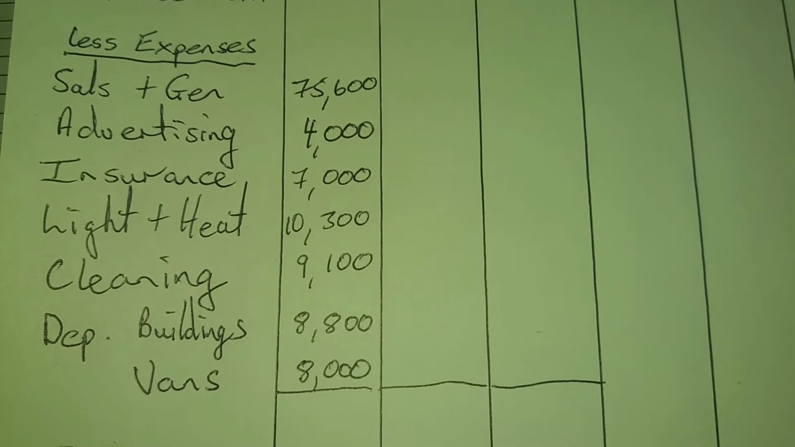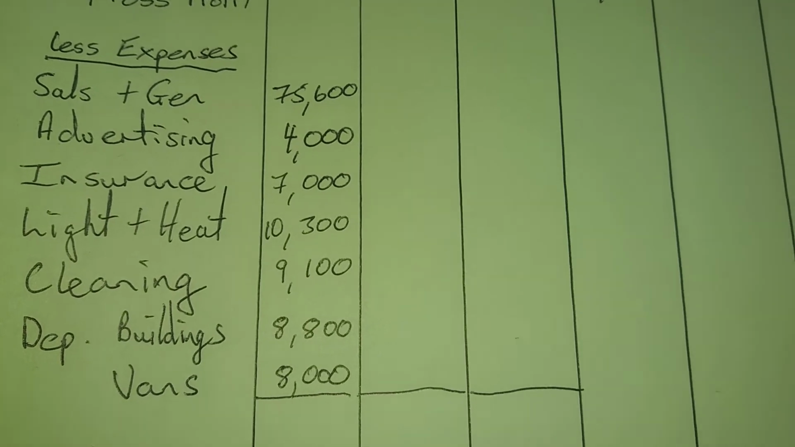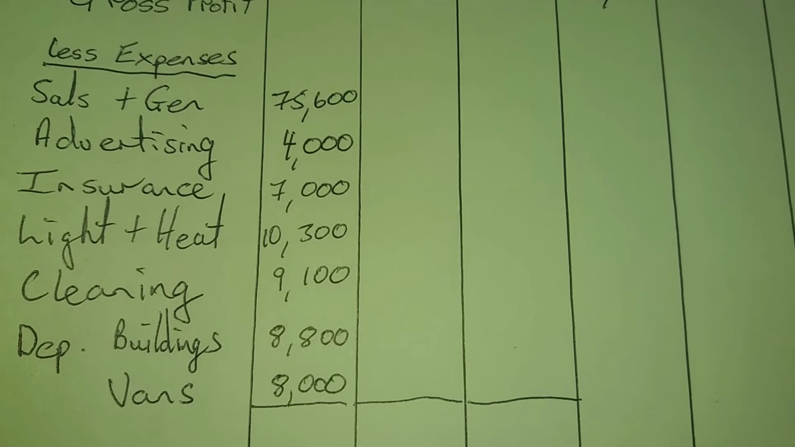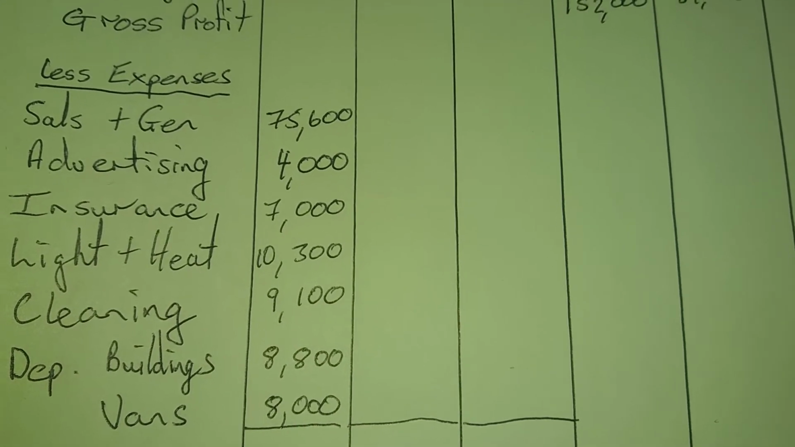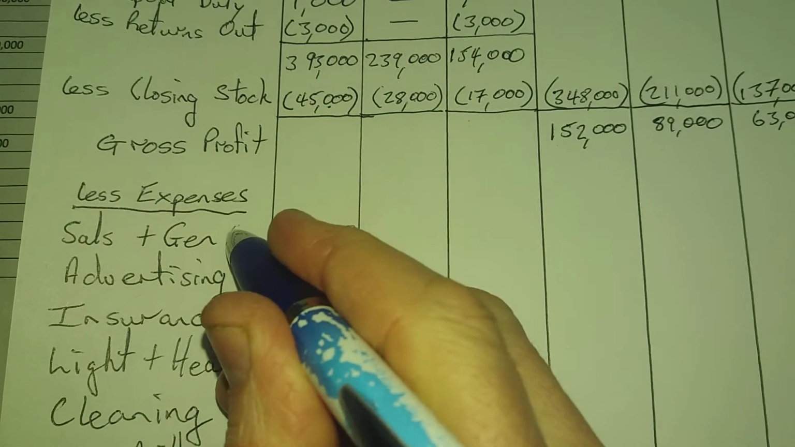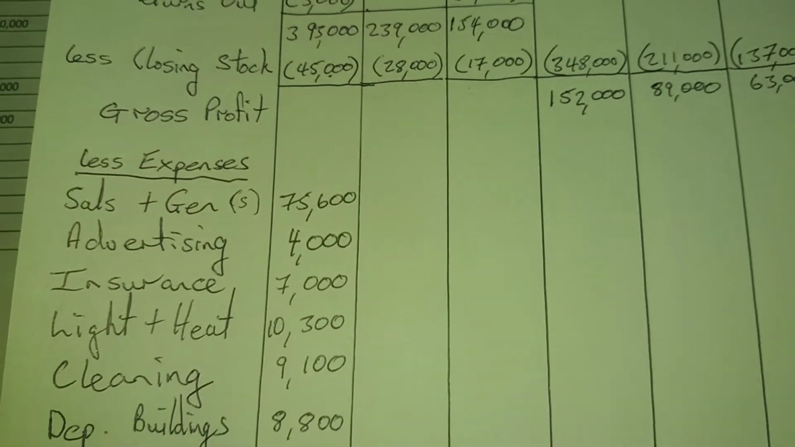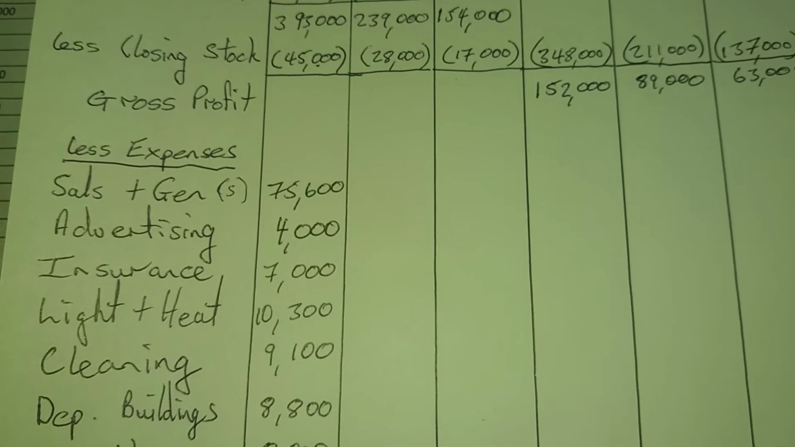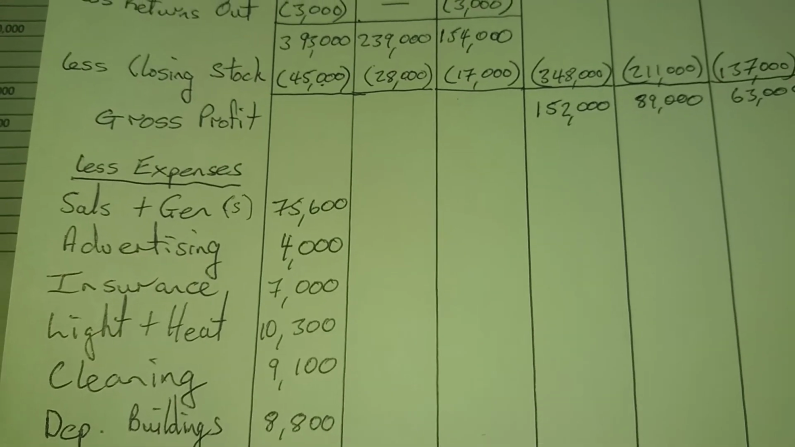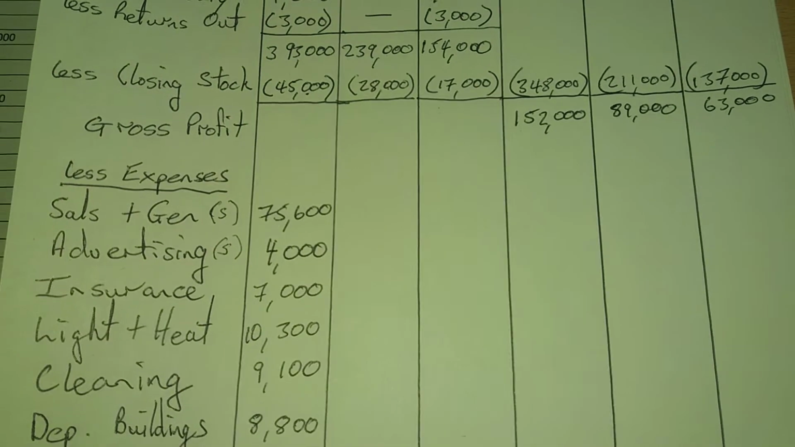So first of all, salaries and general expenses. Well, really, that has nothing to do with the floor space. The more sales you're doing, the more salaries you'll be paying and general expenses you'll have. So I'm just going to put that as sales, an S after it. Advertising, again, you would expect the more you spend on advertising, the bigger your sales would be. So we'll apportion that on the basis of sales.